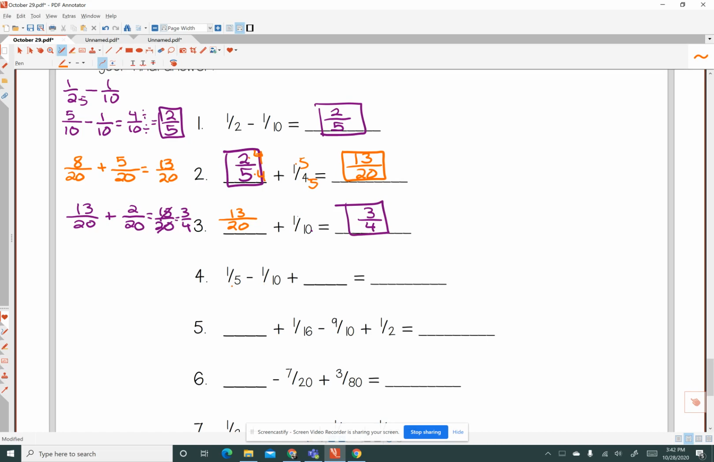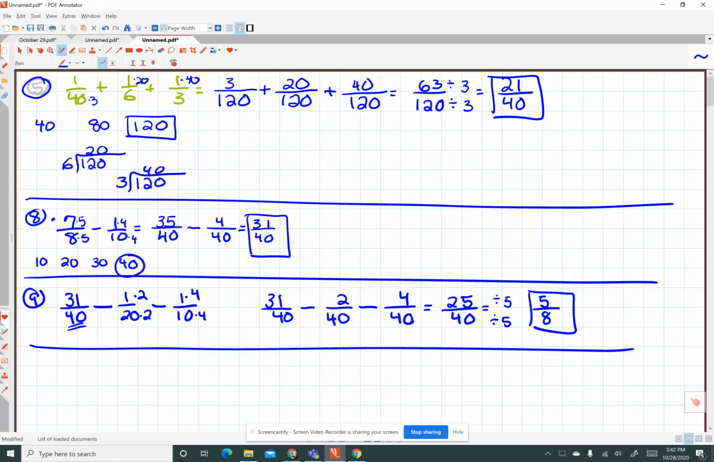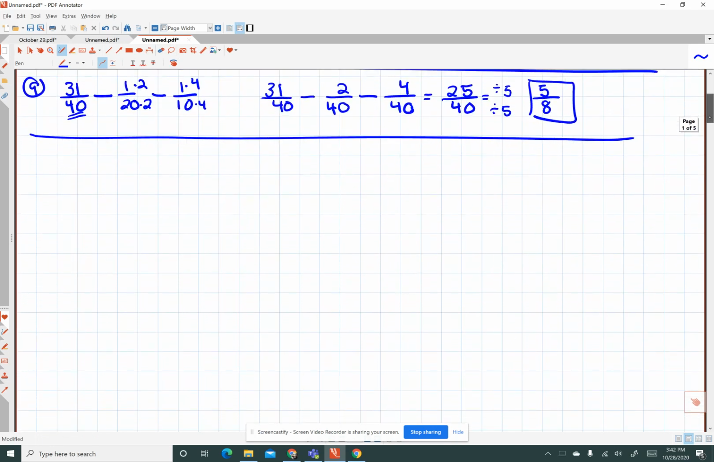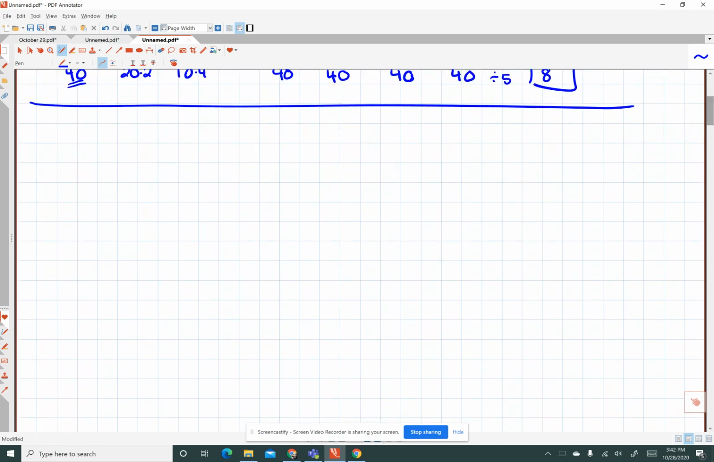Moving on to the next one, we have a denominator of 5 and 10. And we need to put our 3/4 here. So we need a multiple of 10, 5, 10, and 4. Let's go to a new piece of paper for this. 1/5 minus 1/10 plus 3/4. That's problem number 4.